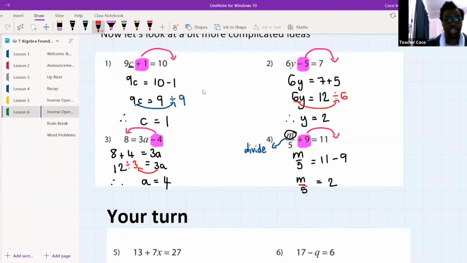Okay. So now this is divided by 5. So when I take it over to this side, it's going to become times 5. So then I can say, therefore, M is equal to 2 times 5, which is going to give me 10. And that's the answer I was looking for.